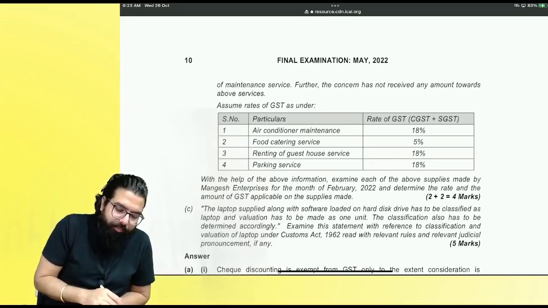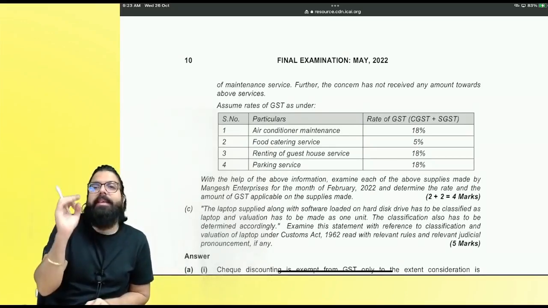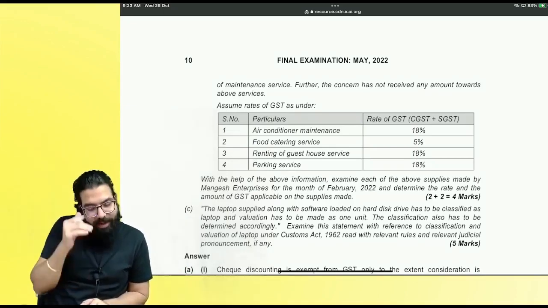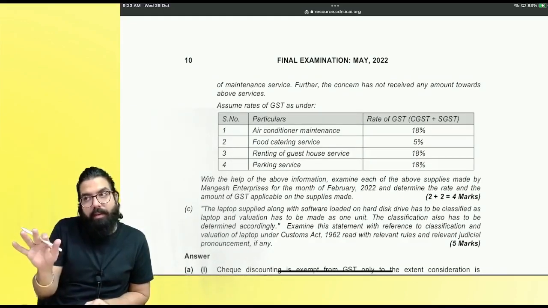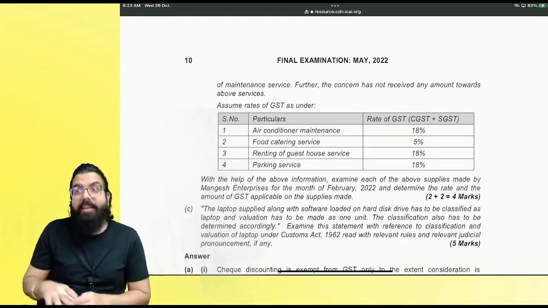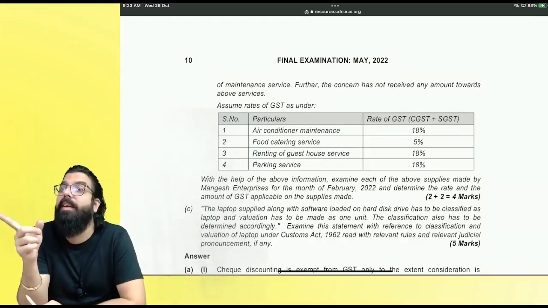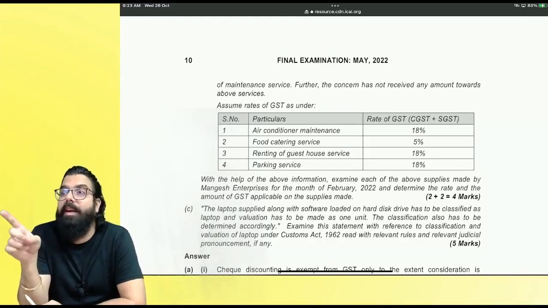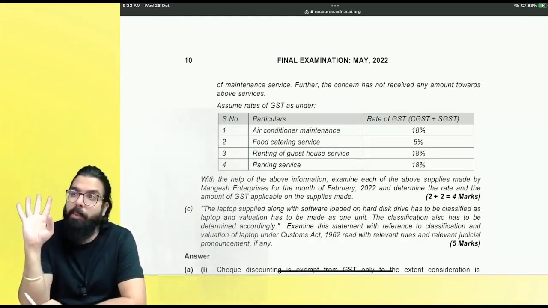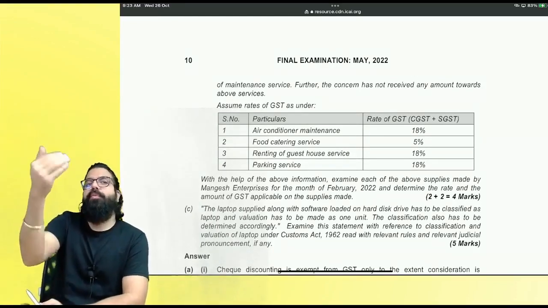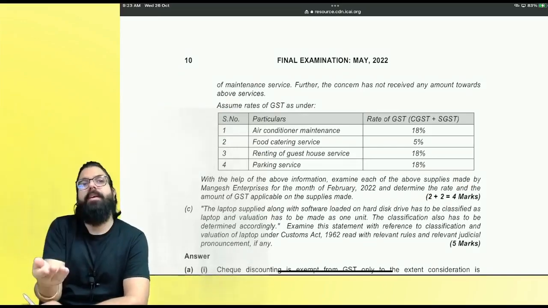Why? Is it guest house services, correct? And ancillary is what? There's nothing. Baba, in that guest house service, what is ancillary? Air conditioning, heating, etc. So that is one composite supply. Now they are telling you food is separate. So it's a separate supply.